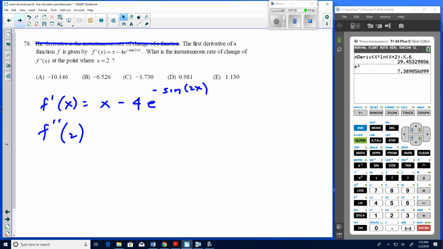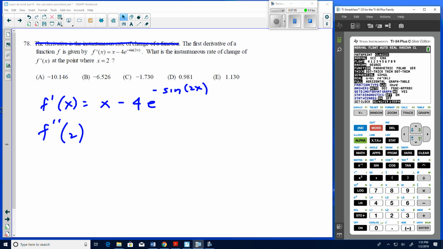Again, we could just jump straight into the calculator, math 8. We put in the function that we're trying to find the derivative of. That's x minus 4 e, and I'll use my e to the caret button over here, negative sine of 2x. Because I'm using a trig function here, I better make sure that I'm in radian mode. Let me just double check. Yeah, I am. That's the default. Anytime you deal with trig in calculus, make sure you're in radian mode unless the problem explicitly says degrees.